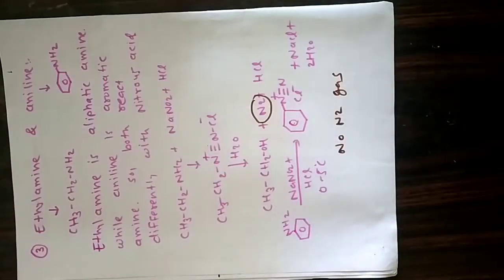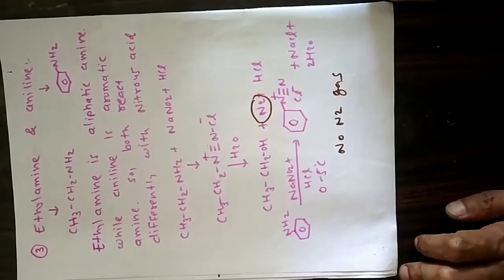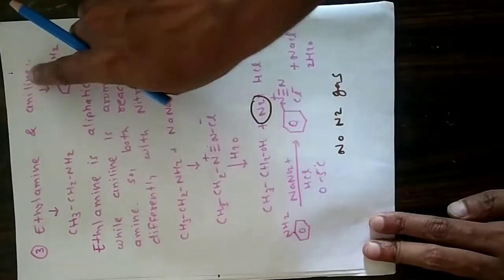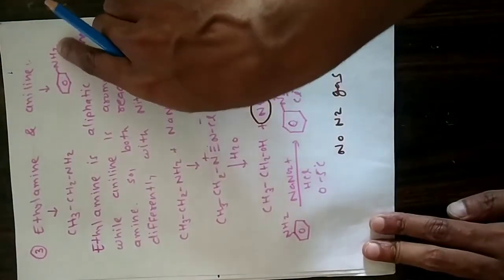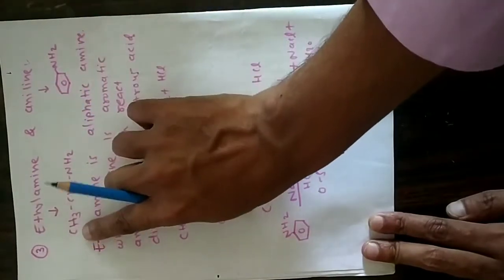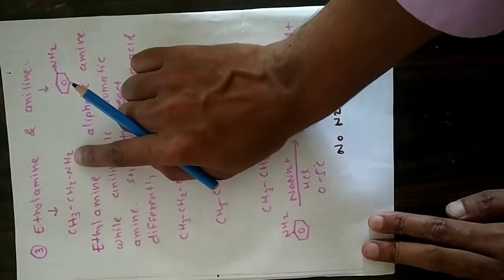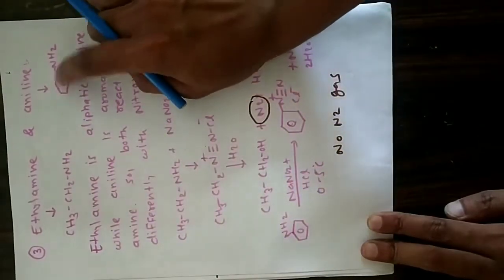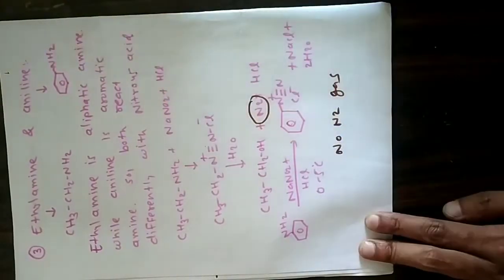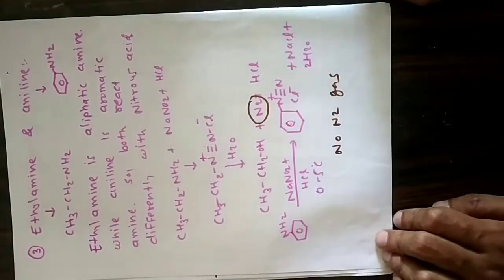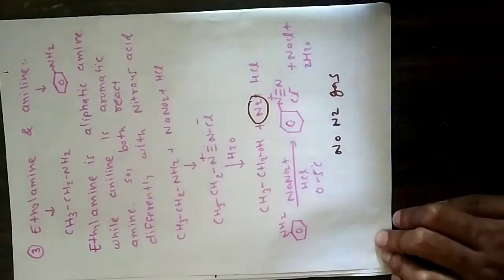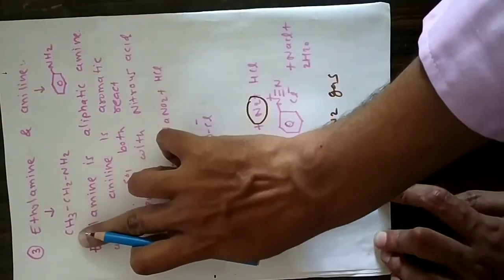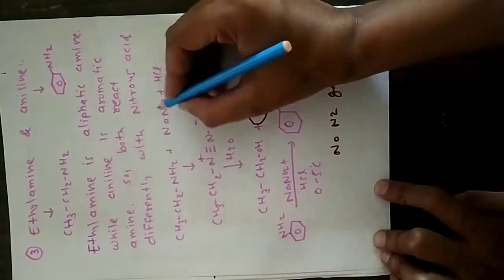The next pair is ethylamine and aniline. Now you can see here ethylamine, CH3CH2NH2, and aniline, with NH2 on a benzene ring. Both are primary, but this one is our aliphatic amine, a simple carbon chain is there, and this one is our aromatic amine, a benzene ring is there with NH2. So how can we distinguish between aliphatic amine and aromatic amine? We have to react both the compounds with nitrous acid.